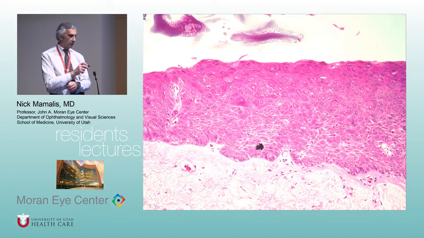Exactly. And we start at the basilar layer. If it involves the lower third, we call it mild; middle third, moderate; greater than middle third, severe. But it's still intraepithelial, and that's the key thing. It has not gone beyond the epithelial basement membrane.